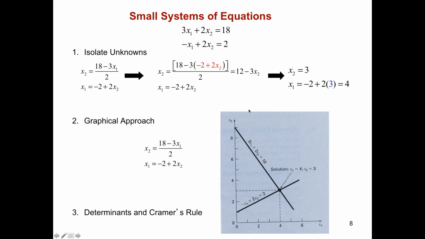So, for instance, if I actually look at the graphical solution, I can show this first equation is basically x2 equals 18 minus 3x1 divided by 2. And I can plot that. All I need is to find 2 points on this line, and I can basically join them by a line. And this is the line right here. Okay? I can also plot the second equation as a line, and that is the line here, and then graphically my solution is right here at the intersection.